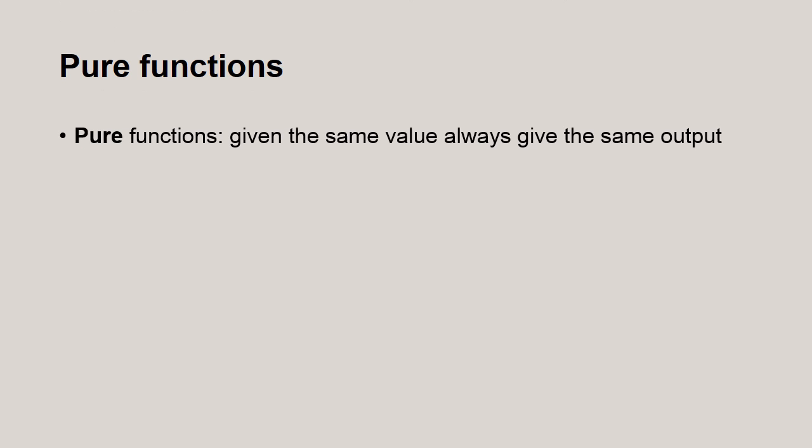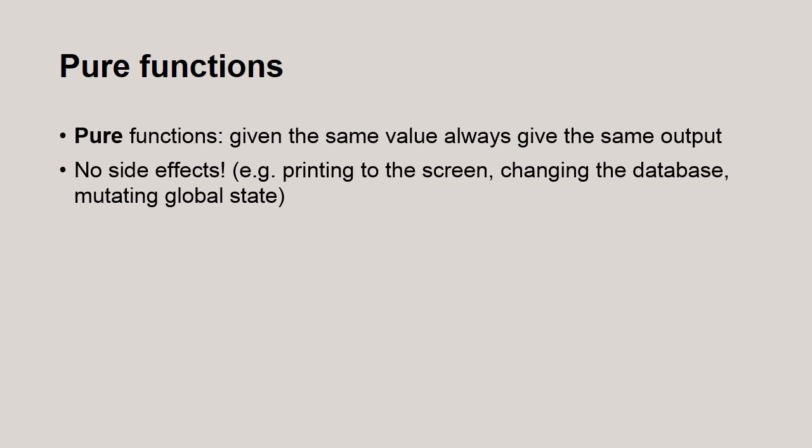Pure functions. A pure function, given the same input, always gives the same output. It doesn't have any side effects like printing to the screen or changing a database. Pure functions especially don't mutate their input or use any global state to determine their output. They're pure in the sense that they do their job and don't interact with the world around them.